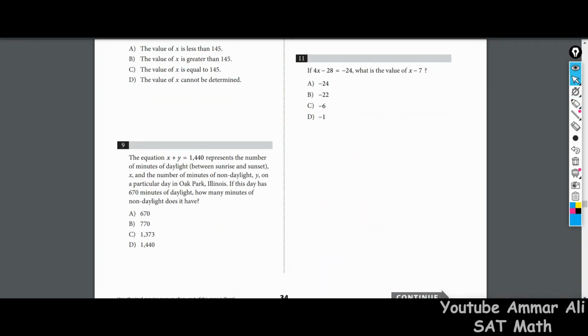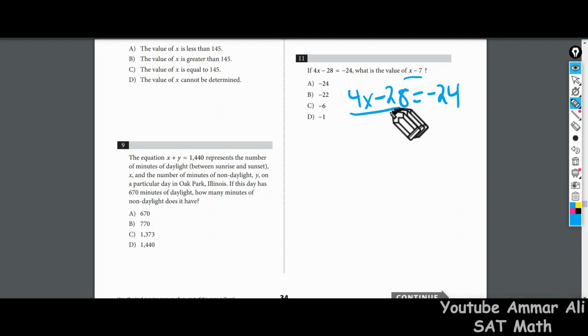Moving on to question 11. Here they're asking us for the value of x minus 7, and you might be tempted to just solve for x and then subtract 7, but there's actually a faster way to do this one. Notice that our equation is all in terms of multiples of 4, so we can just divide out the 4, because 4 times 7 is 28.